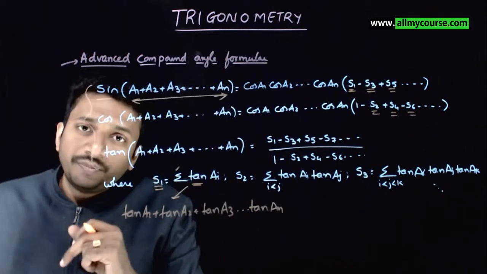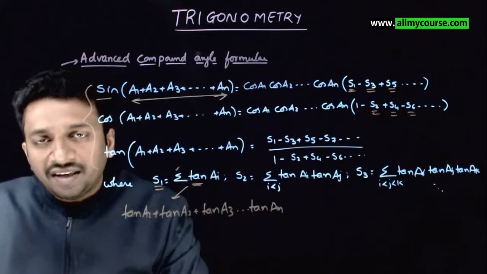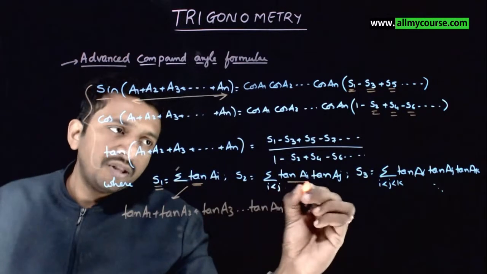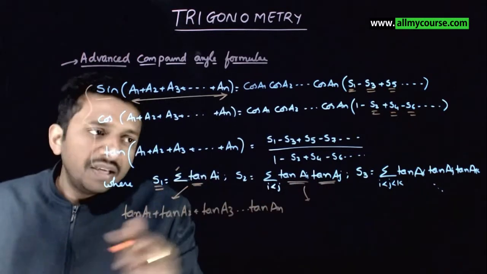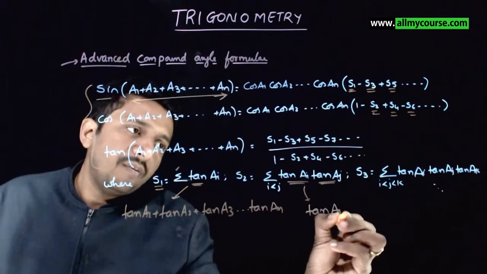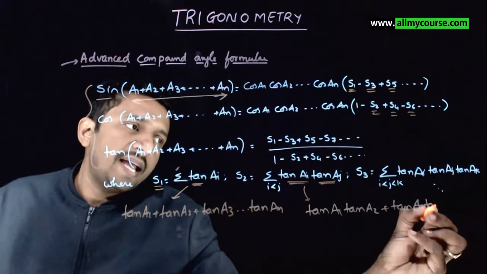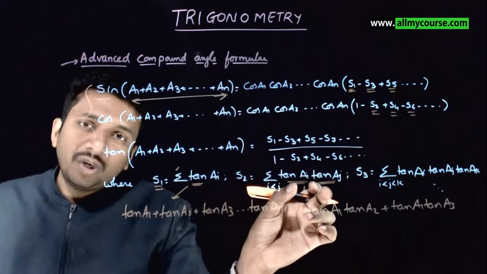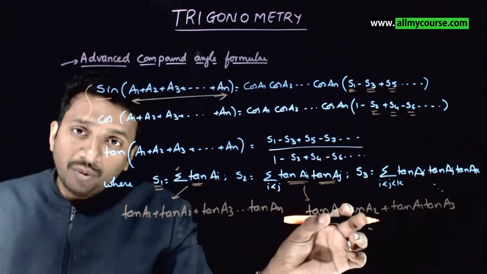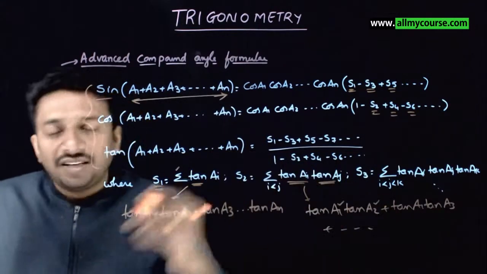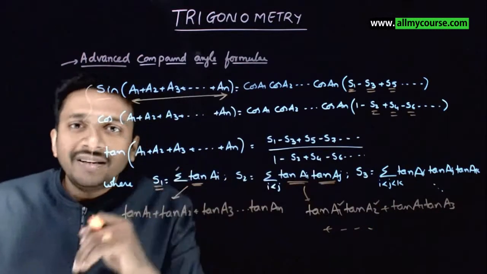Now what is S2? S2 is nothing but sigma of tan Ai tan Aj. That is the summation of the product of two tans taken at a time. And here we take i less than j. That is tan A1 tan A2 plus tan A1 tan A3, all the possible products of two terms, plus so on. All the possible products of two terms such that i is less than j. That is, you should not take tan A1 tan A2 as well as tan A2 tan A1. You have to go in only one direction.